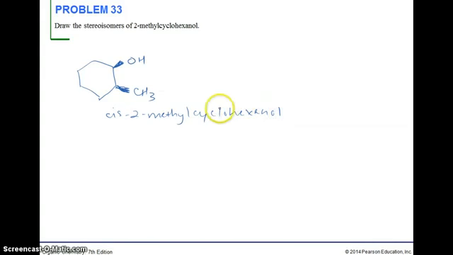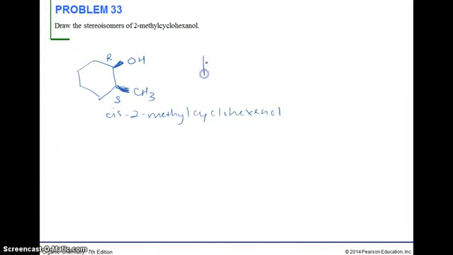Problem 33. Draw the stereoisomers of 2-methyl-cyclohexanol. So we start with our base, our hexane, and we have our alcohol group, and then 2, so we're going to go right next door for methyl. So this is a cis 2. Now, drawn this way, this carbon is an R and this one is an S.